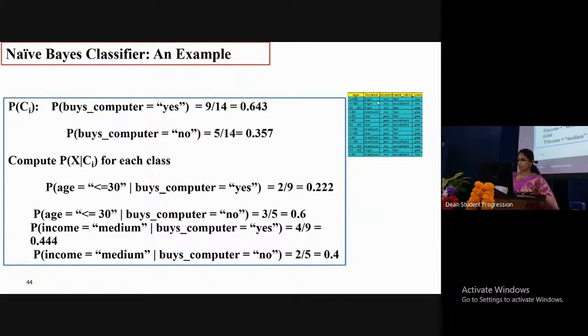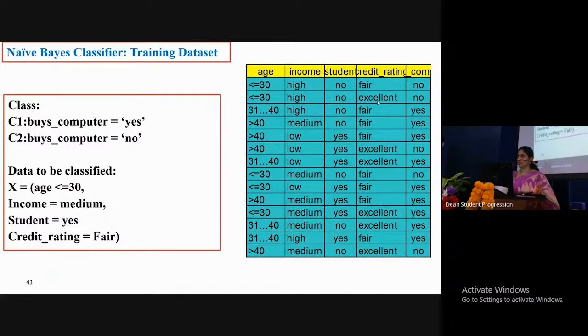Now I will compute the conditional probabilities for each of the x values. The first x value that you have is age less than or equal to 30. I would like to find the probability of age less than or equal to 30 given that buys computer is yes. So I am making use of conditional probability. When you look at age less than or equal to 30, you check how many have buys computer yes and how many have buys computer no.